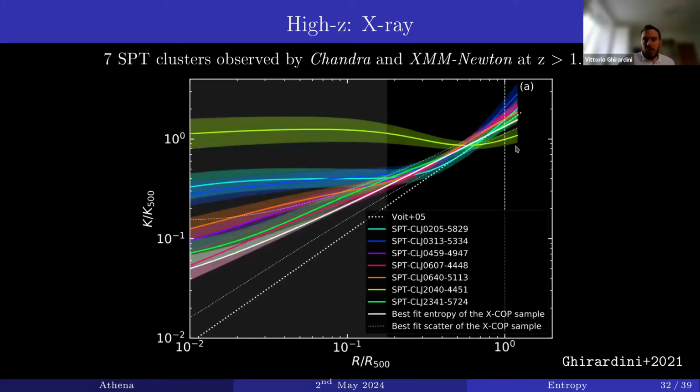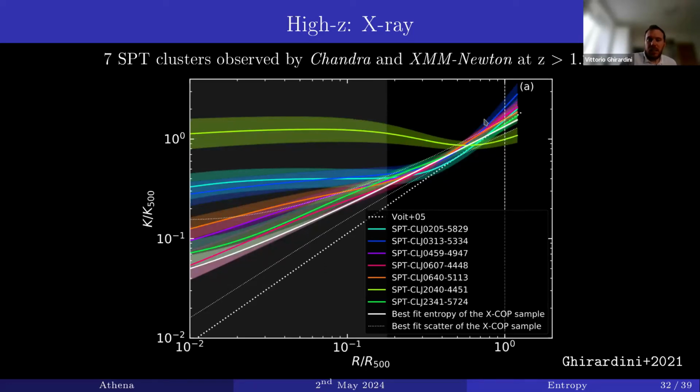I also got involved in the study of very high redshift, very high mass clusters in SPT during my first postdoc. We studied there 7 SPT clusters at very high redshifts. And other than this one very weird flat entropy profile cluster, all of the others show entropy profiles still increasing, and even this one slightly at high radii. They all show, at very large radii, entropy profiles very close to the prediction of the self-similar model, just this dotted line.